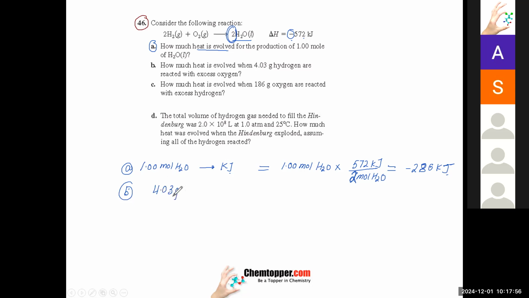4.03 grams of H2. This time grams are given and they are asking kilojoules. So what's the plan? You will go from grams of H2 to moles of H2 to kilojoules.